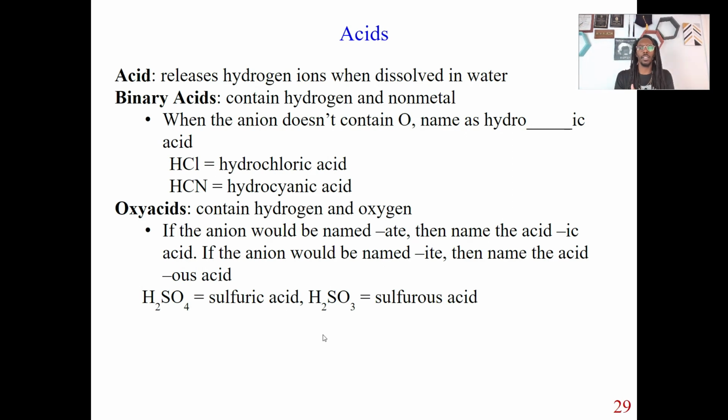And then let's look at the other one. H2SO3. This has less oxygens in this case. This is SO3. We know it's sulfite, ITE. So since it's sulfite, what do we have to do here? We're changing the ending from ITE to OUS acid.